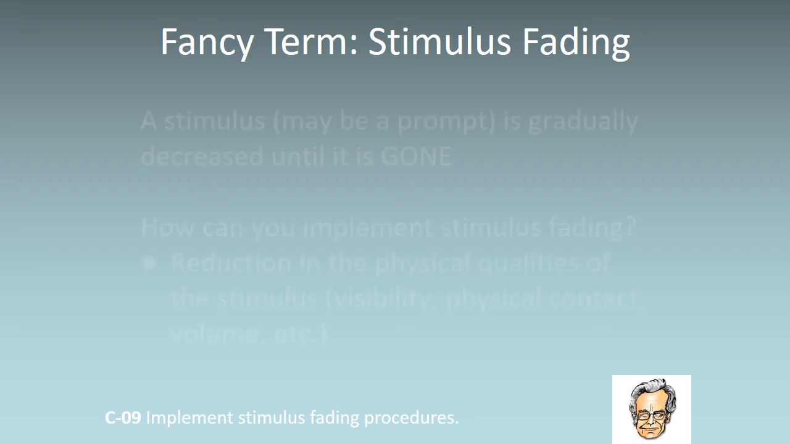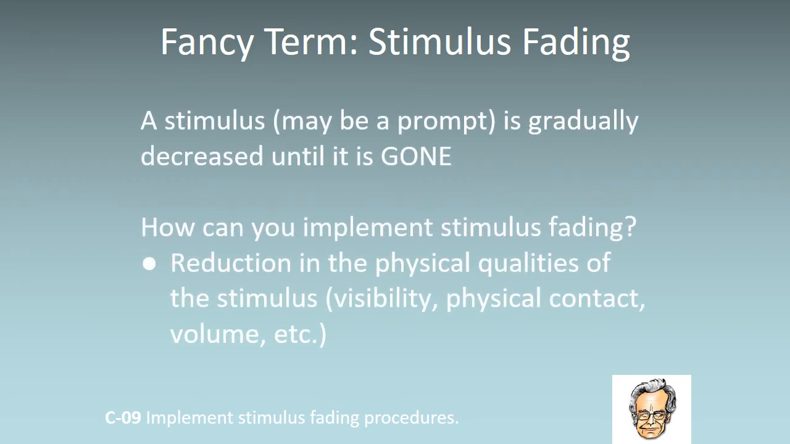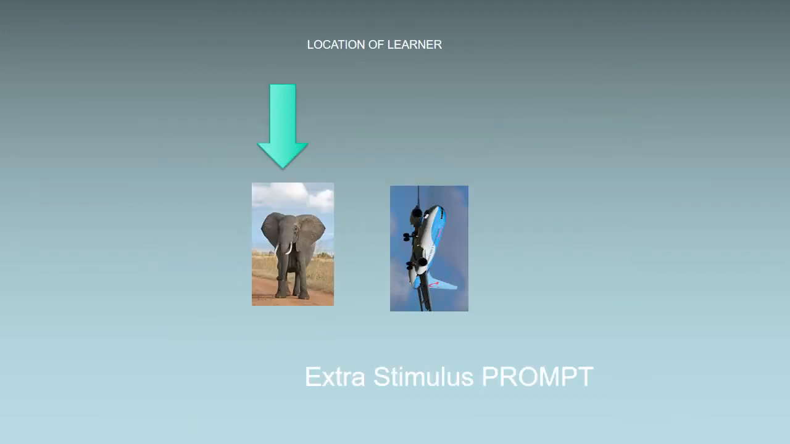Stimulus fading. A stimulus, maybe a prompt, is gradually decreased until it is gone. How can we implement stimulus fading? Reduction in the physical qualities of the stimulus: visibility, physical contact, volume, etc. Let's look at how we would fade back that extra stimulus prompt I had, the one with the arrow. So this would be an example of prompt fading. We're going to fade this extra stimulus prompt out.